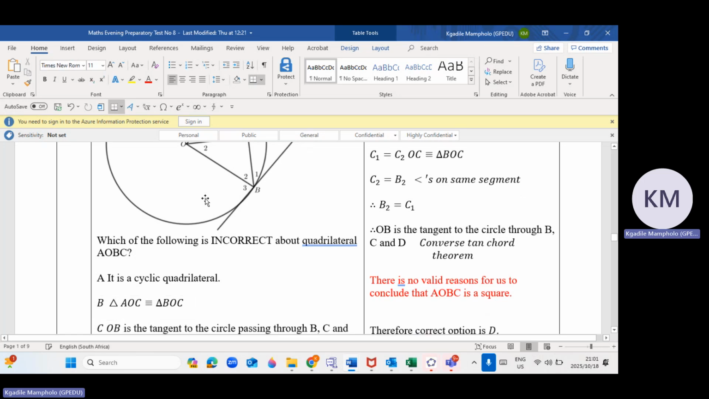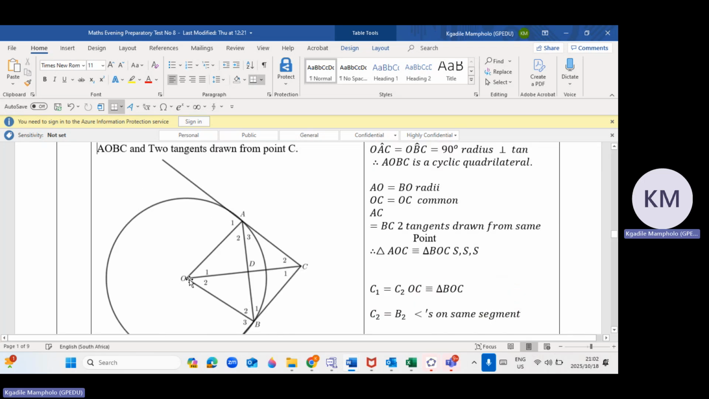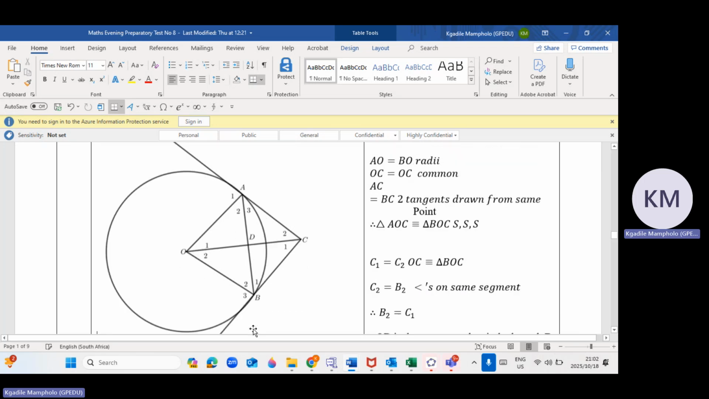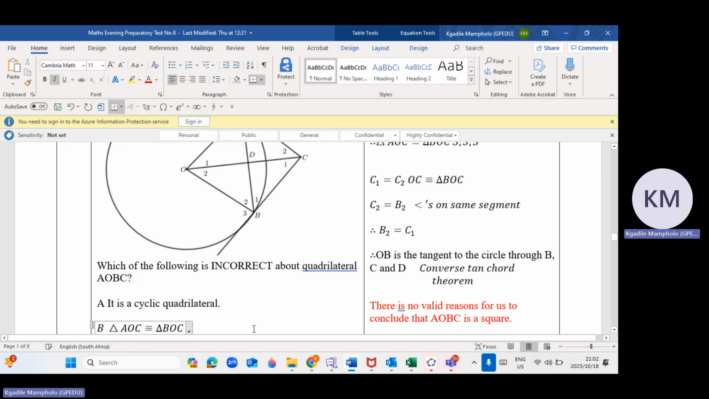Is B, is the quadrilateral cyclic? The answer is yes. It's yes because radius perpendicular to tangent, this angle is 90. Radius perpendicular to tangent, this is 90. And we know that if two opposite angles of any quadrilateral are supplementary, then that quadrilateral is cyclic. It means this is a cyclic quad, then your reason will say converse opposite angles of a cyclic quad. It means we want the incorrect answer.